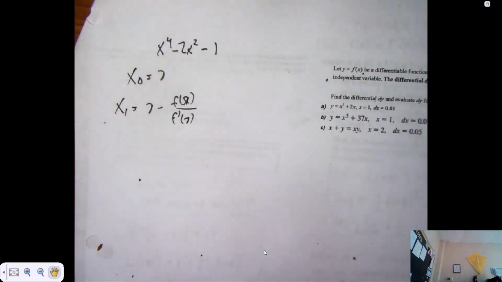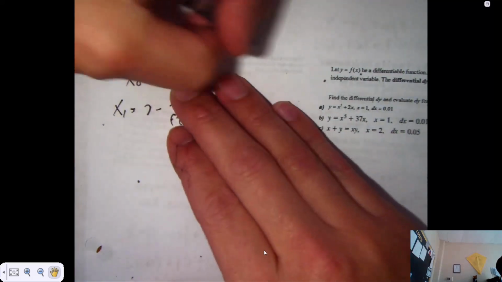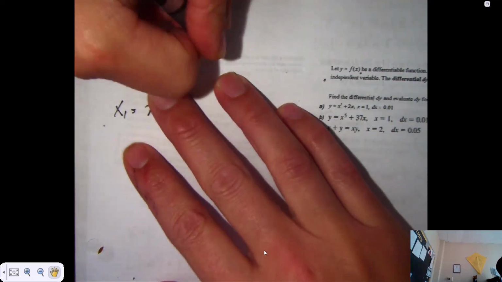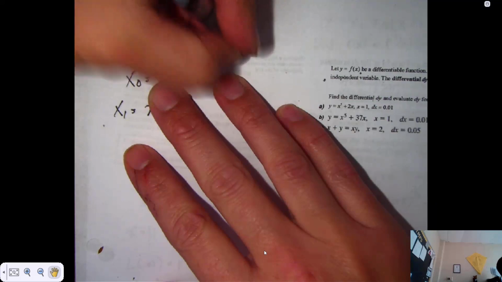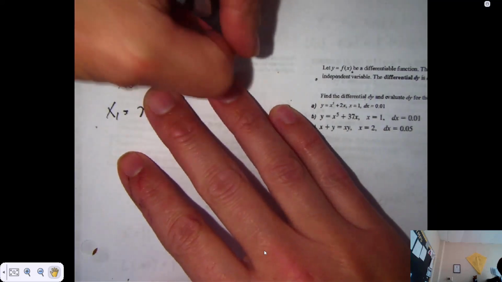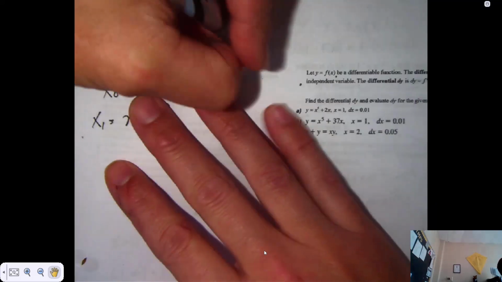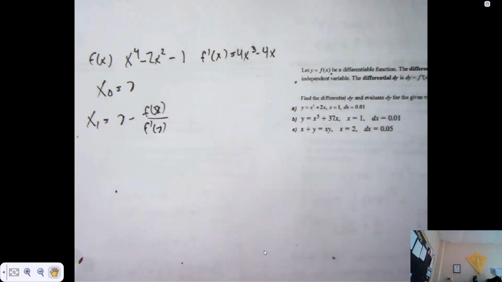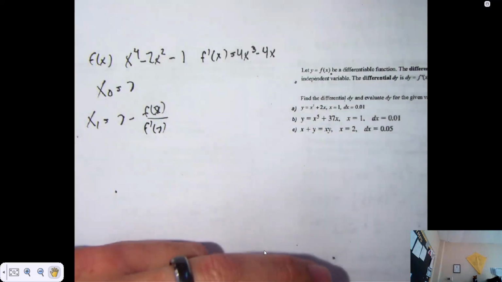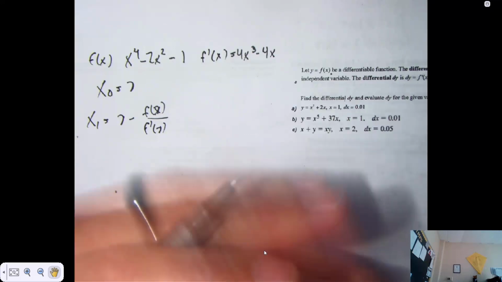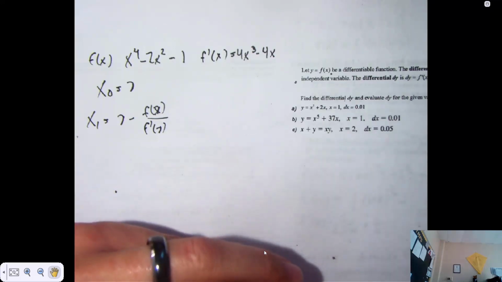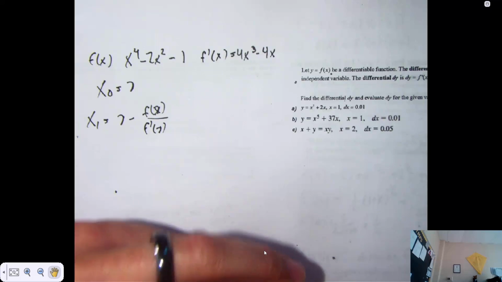So you are going to have to figure out what f prime is, right? This is f. F prime would be 4x cubed minus 4x. Go from there. Now I want you guys to see if you can figure it out. Just tell me what x1 is. Use the storage feature on your calculator. What are you going to store to x?